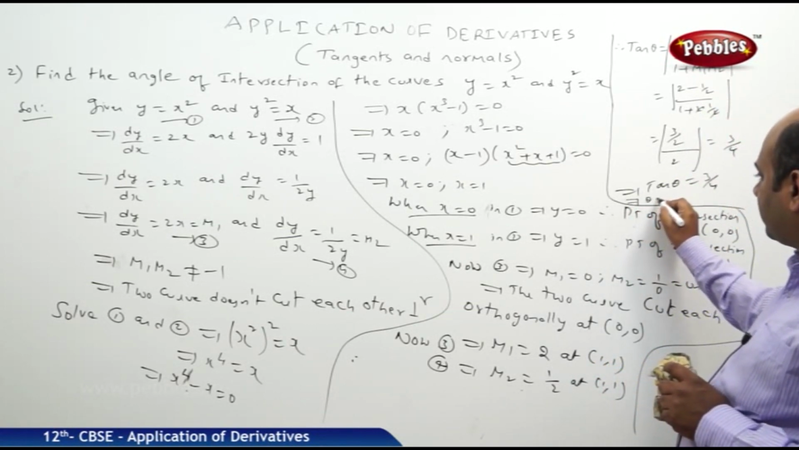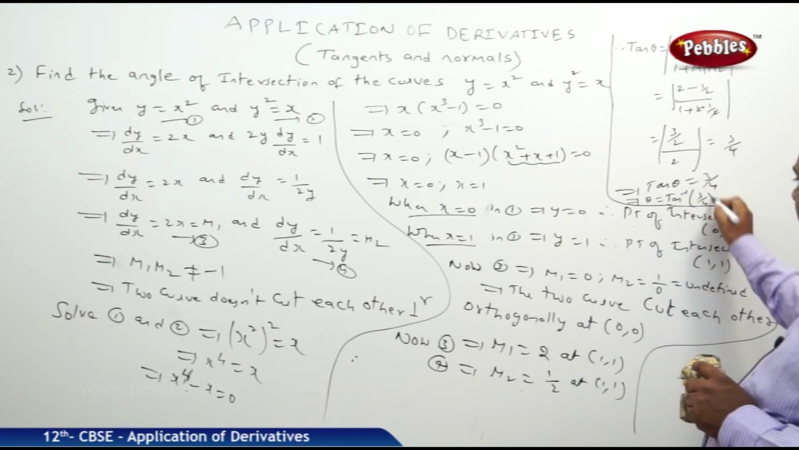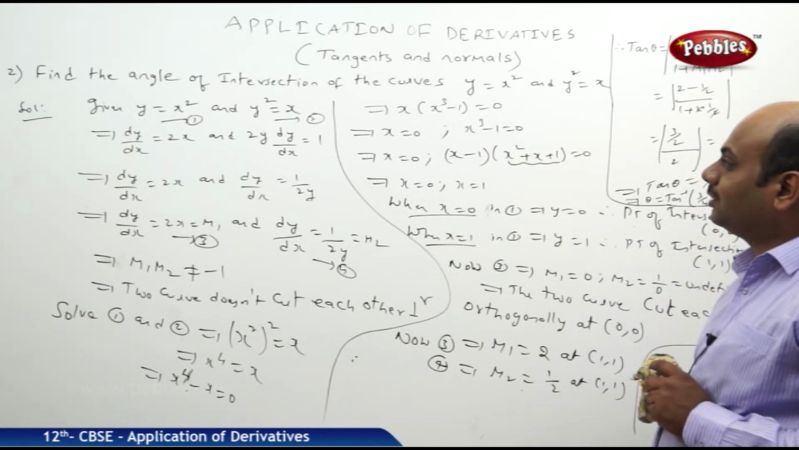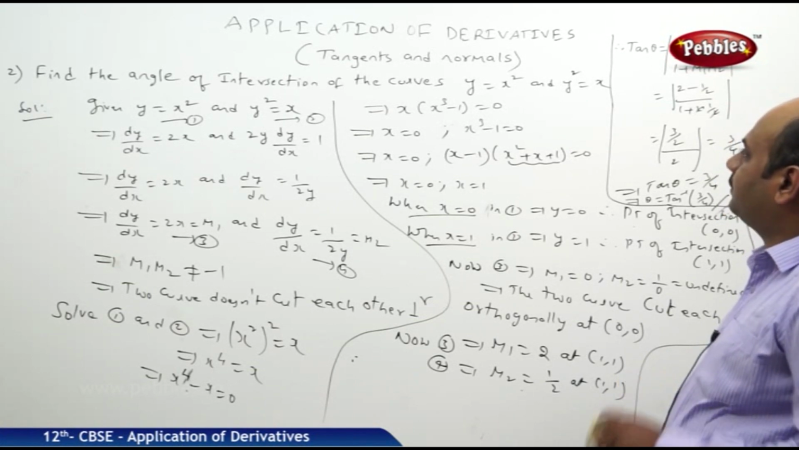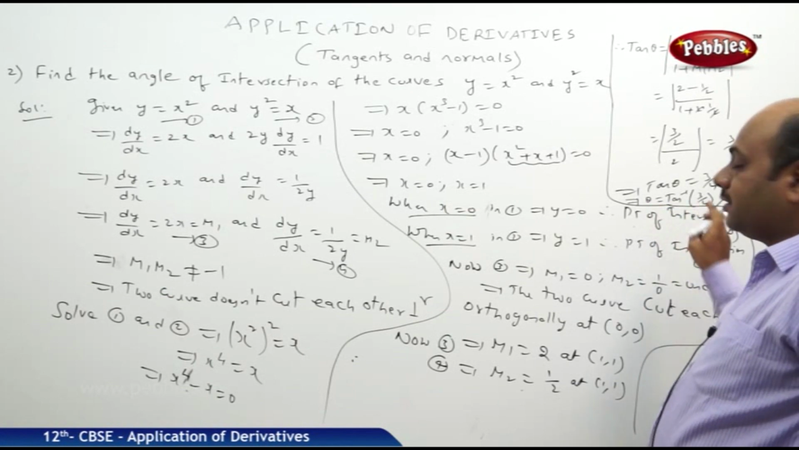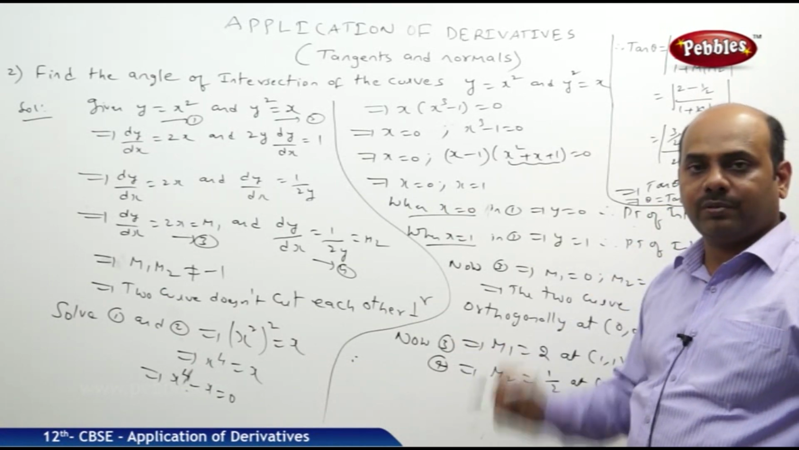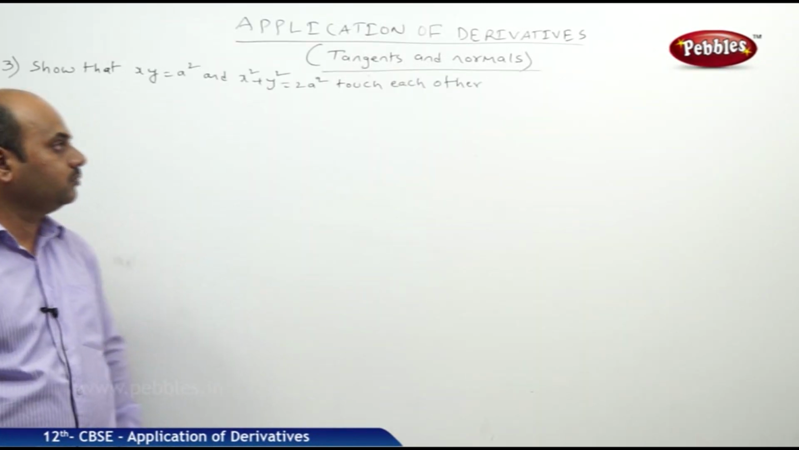Very slowly I am writing because space is not available. Tan inverse of 3 by 4. So we can conclude that the angle of intersection between the two curves y is equal to x square and y square is equal to x square will be theta is equal to tan inverse 3 by 4, other than the origin. Very important problem, please note it.